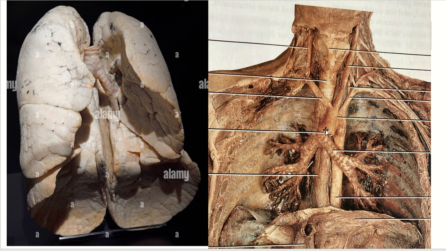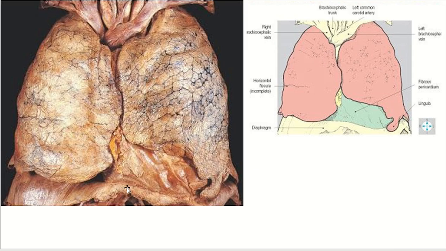This is ascending aorta, arch of the aorta, descending thoracic aorta. This is esophagus. This is right and left secondary bronchus. This is primary bronchus. Here this is the cardiac notch. So here heart is not covered by the lung and pleura. Lung is exposed here.